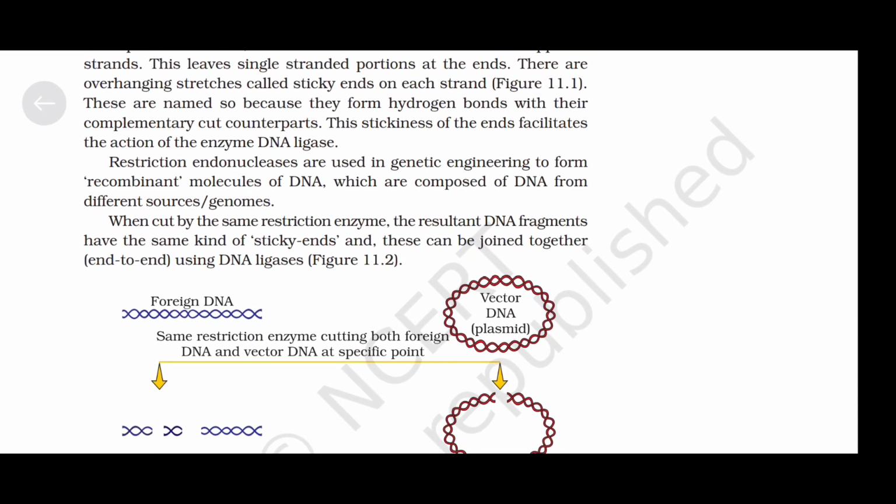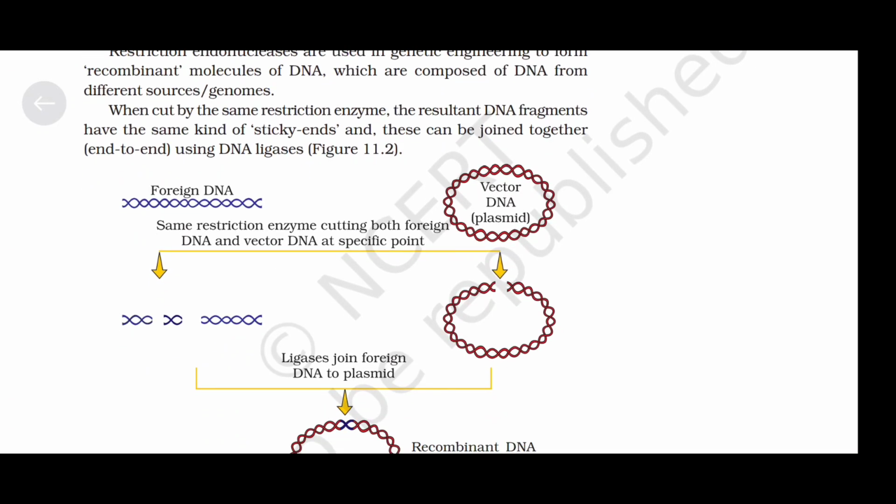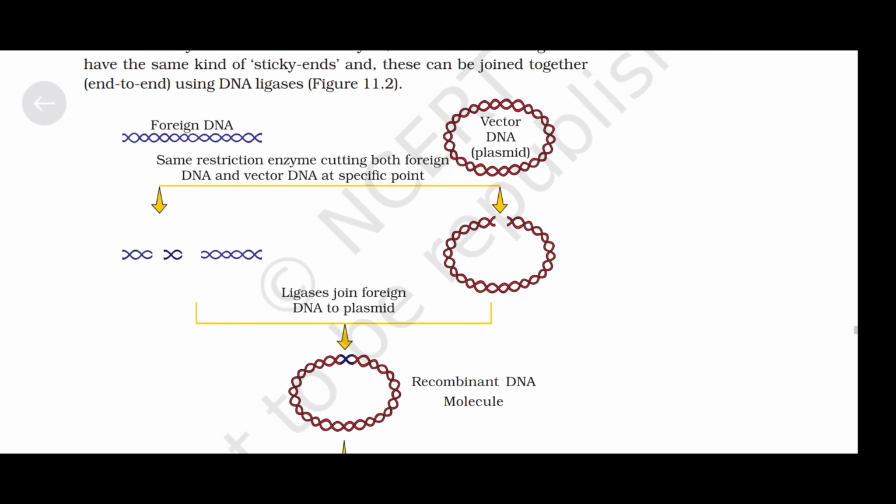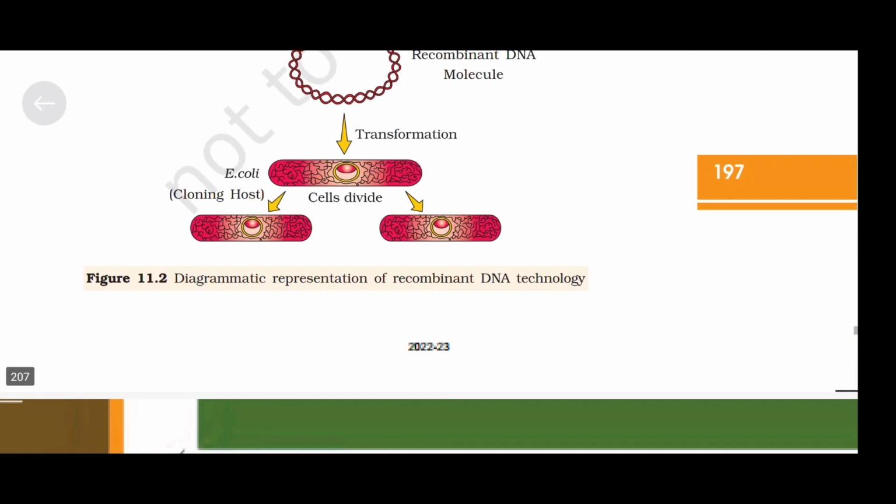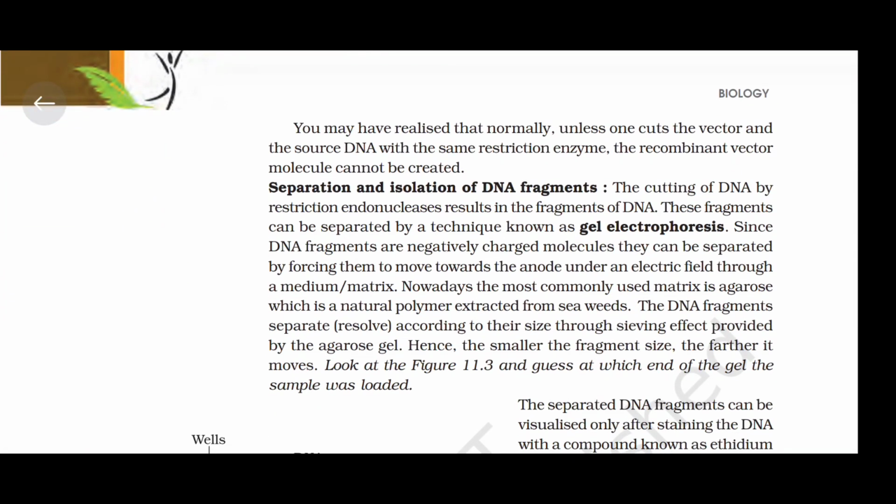Restriction endonucleases are used in genetic engineering to form recombinant molecules of DNA, which are composed of DNA from different sources or genomes. When cut by the same restriction enzyme, the resultant DNA fragments have the same kind of sticky ends, and these can be joined together end to end using DNA ligases, as shown in figure 11.2. You may have realized that normally, unless one cuts the vector and the source DNA with the same restriction enzyme, the recombinant vector molecule cannot be created.